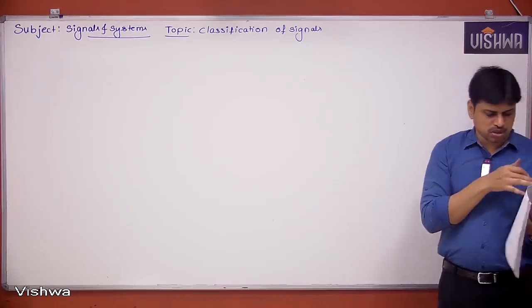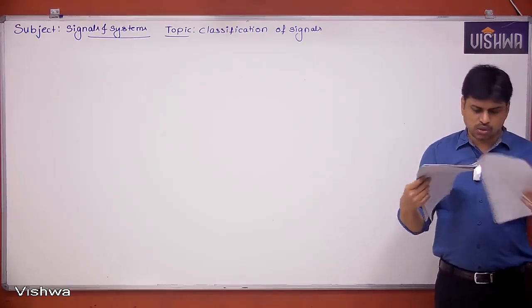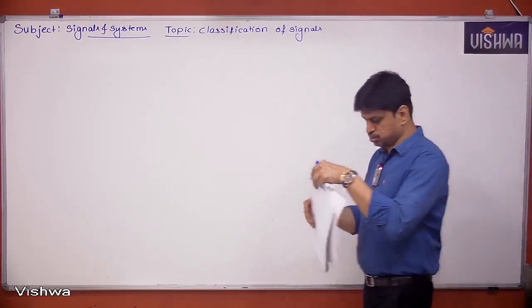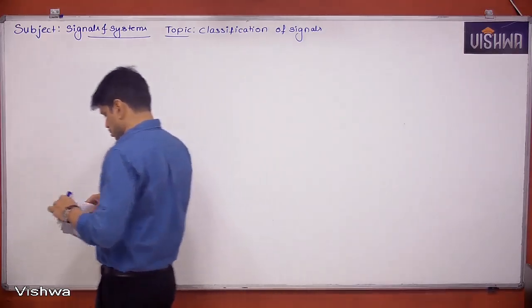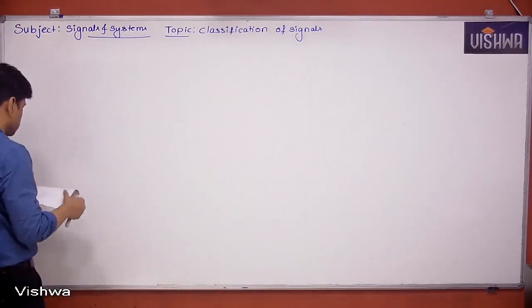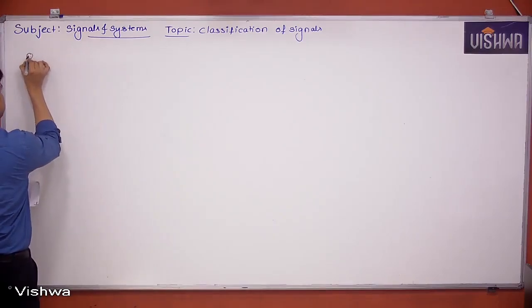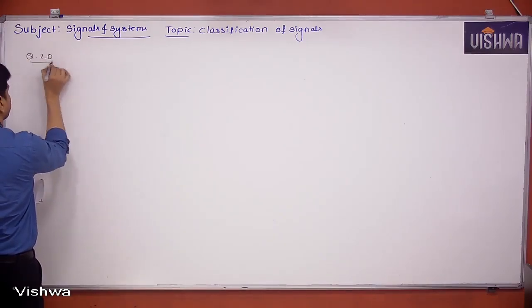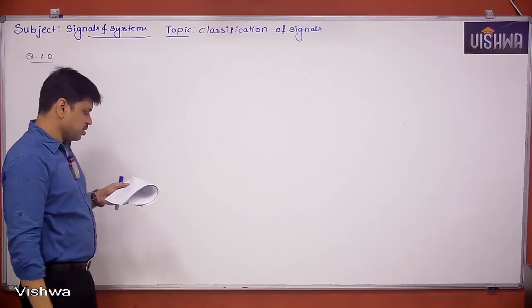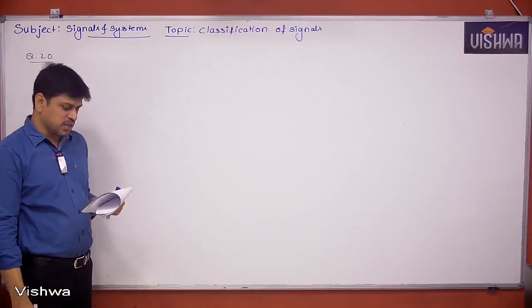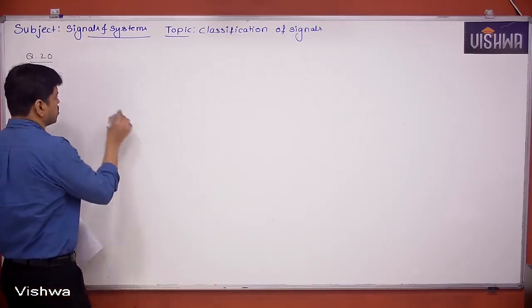From your workbook, question number 20. What the question is saying is that the waveform x of t is as shown below. How does this x of t look like?